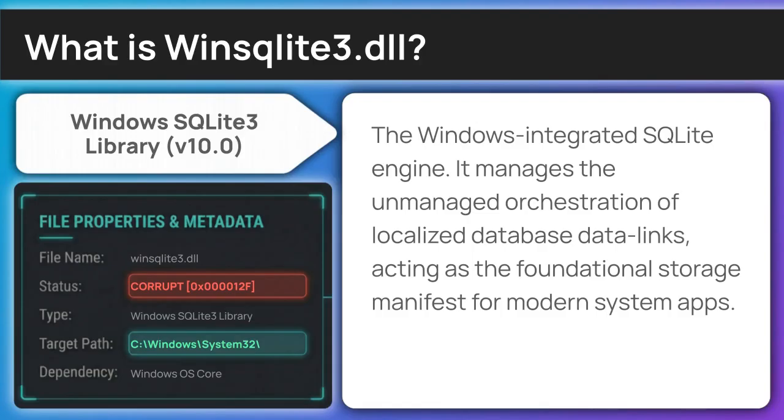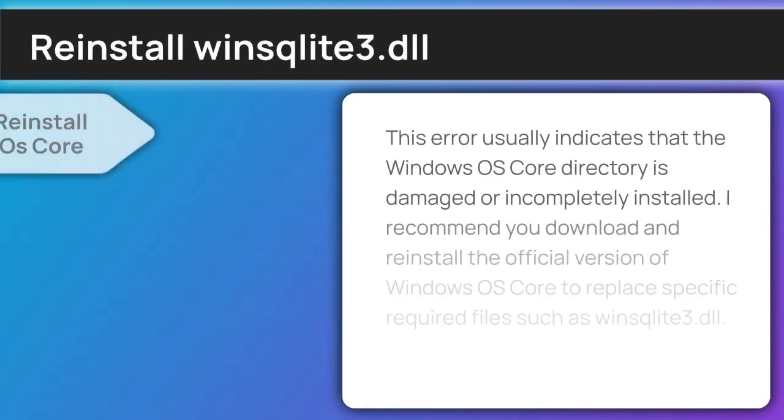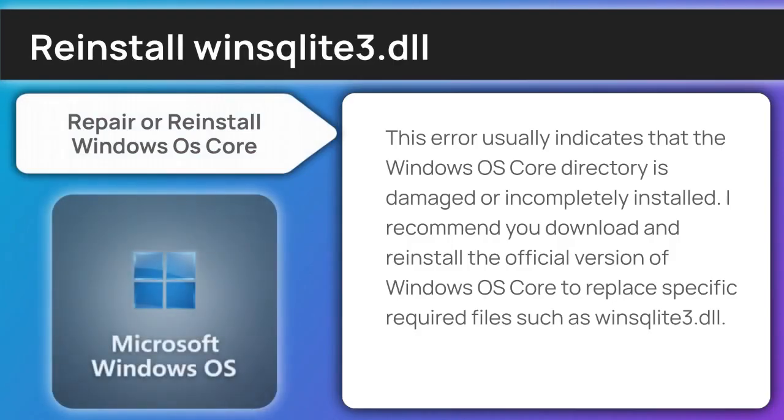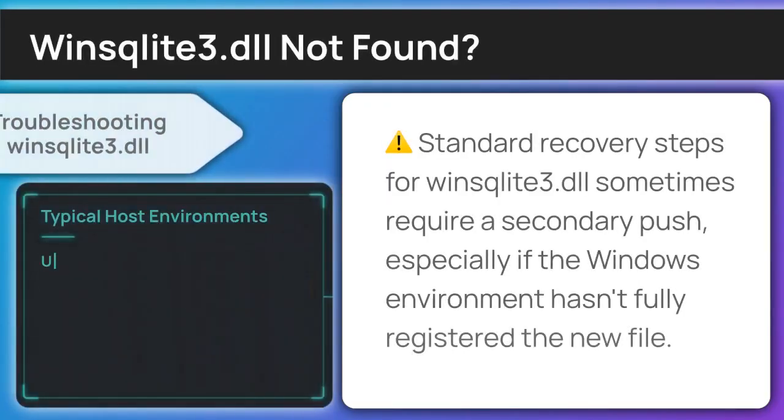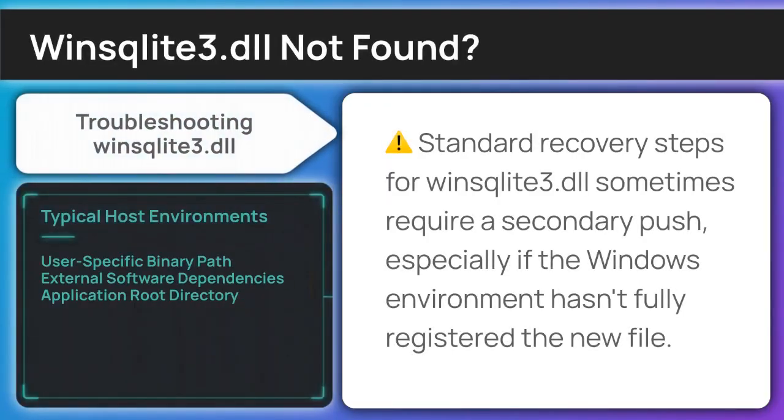Since we've identified what's missing, let's try the official recovery method. This error usually indicates that the Windows OS core directory is damaged or incompletely installed. I recommend you download and reinstall the official version of Windows OS core to replace specific required files, such as winsqlite3 DLL. If the error persists despite the new library files, we must verify if a simple synchronization conflict is preventing the file from loading.